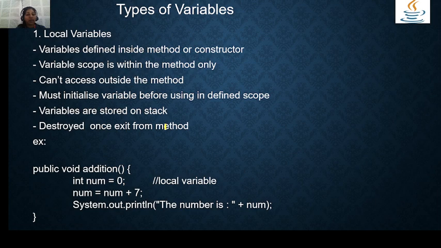and they are destroyed once we exit from that method. As the local variables are defined in the method or the constructor, once the control has exited from that particular method or the constructor, that access is destroyed. So that variable will be destroyed.